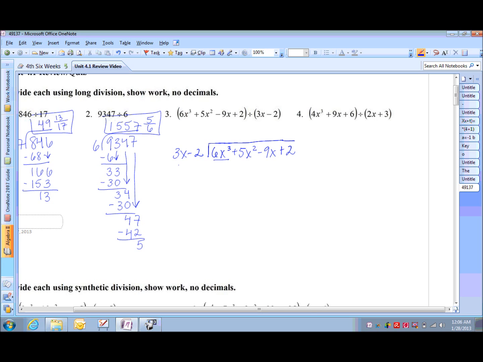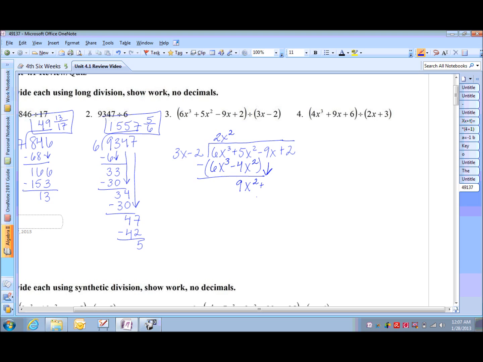6x cubed divided by 3x, when you divide those two terms, you end up with 2x squared. And now we're going to take the 2x squared and multiply it by 3x minus 2. So 2x squared times 3x is 6x cubed. And 2x squared times negative 2 is negative 4x squared. We subtract that. 6x cubed minus 6x cubed is 0. And 5x squared minus negative 4x squared gives you a positive 9x squared.